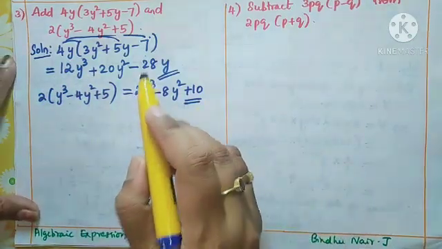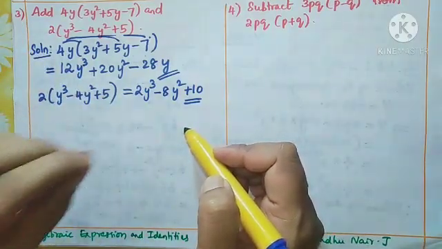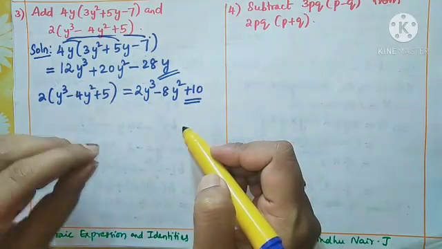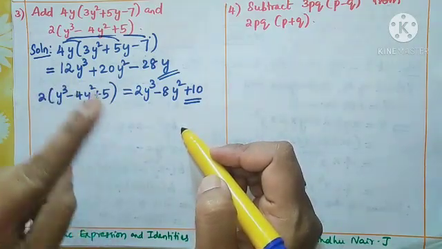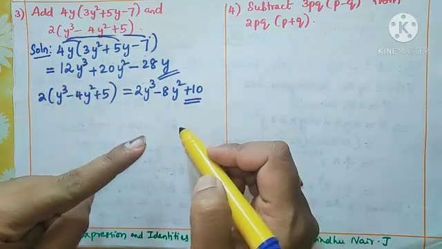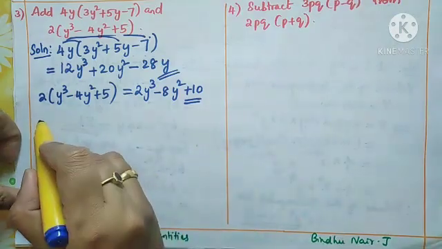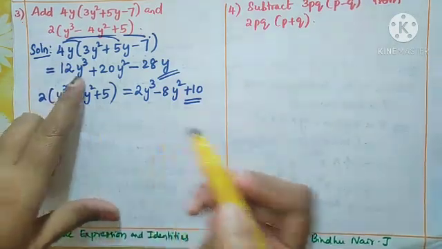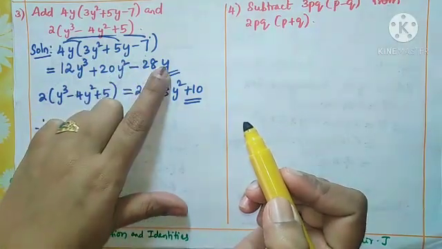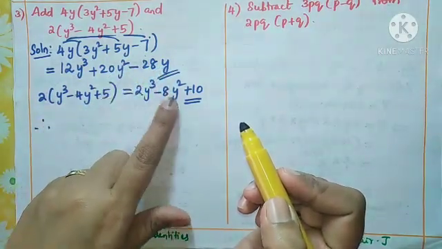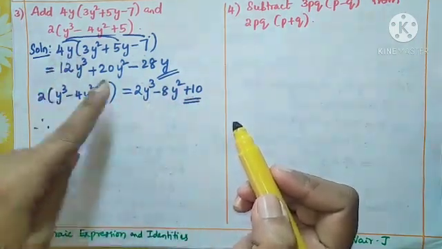Now we want to add these two. Whenever you are adding or subtracting polynomials, you want to add only the like terms. Unlike terms you cannot combine. Only the like terms you can combine. So therefore, I am writing here what are the variables: y cube, y square and y. And here you see y cube, y square and a constant. Okay. So collect the like terms and add.